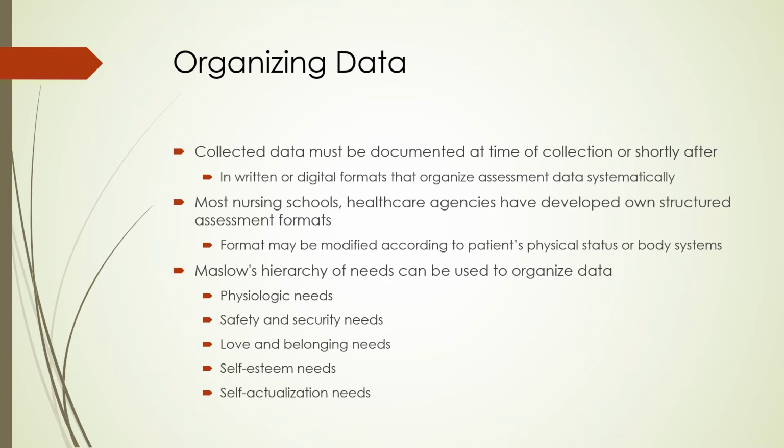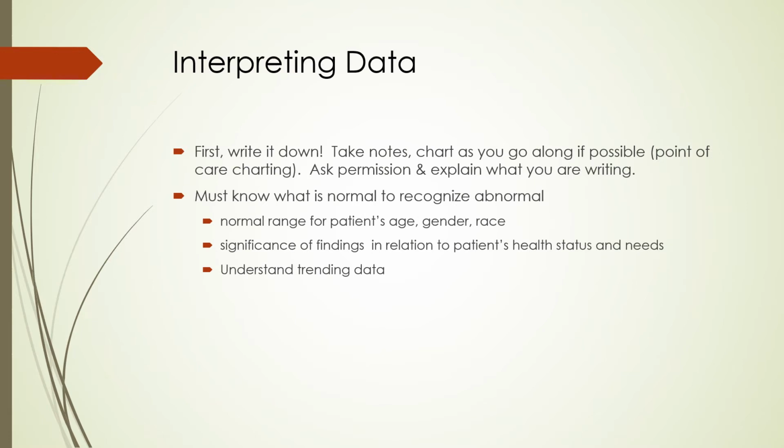We just don't go into a patient's room and start at the feet and then go to the head, then to the lungs and the chest. We do it in a systematic way, from head to toe, or specific body systems. Okay? And I've already talked about interpreting the data. We write it down, we take notes, we chart as we go along, we ask permission as we are interpreting this data. So we know what to recognize as normal versus abnormal.